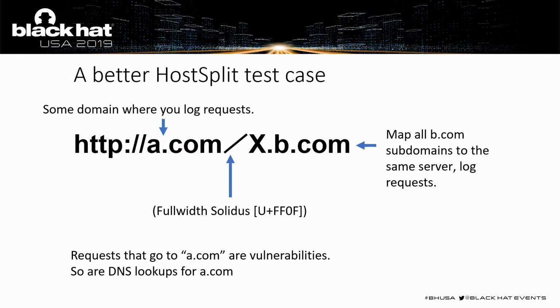What this is going to do is, if the software you're looking at is vulnerable to HostSplit, it's going to decode that full width solidus into a /, and it will try to make a request to a.com. If it's not vulnerable, it either won't make a request or it'll make a request to b.com. And since you're recording network traffic on both servers, you know which one of those it did. This lets you test things that you can't directly monitor the traffic for.